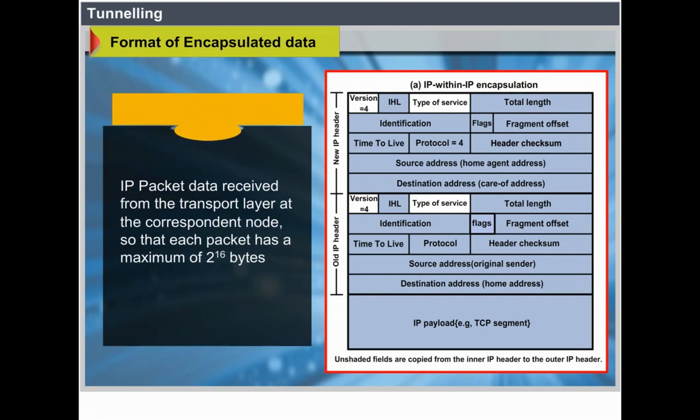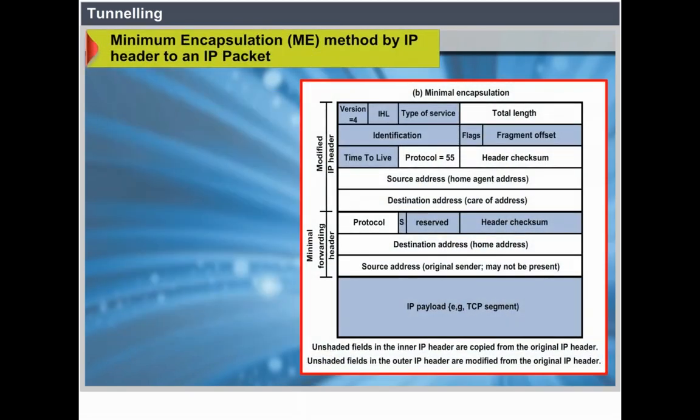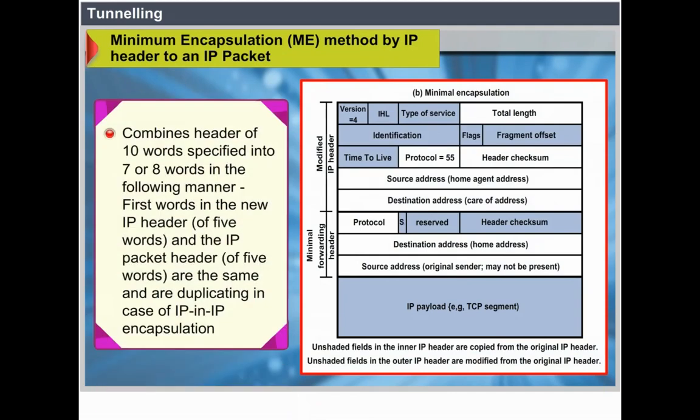IP packet data received from the transport layer at the correspondent node so that each packet has a maximum of 216 bytes. Minimum encapsulation (ME) method adds an IP header to an IP packet. It combines the header of 10 words into 7 or 8 words in the following manner.